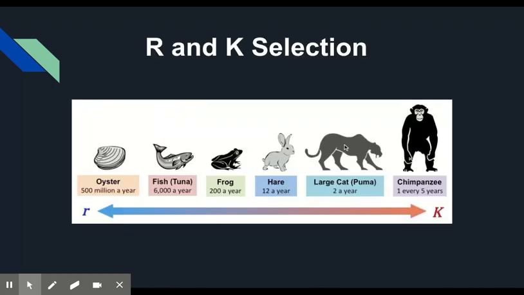So looking at that, we just want to point out that this is a spectrum for these strategists. So not every organism is going to fit perfectly in one or the other. For example, if you have a rabbit, they may have 12 offspring a year, and they may invest a medium amount of time, maybe like 6 months, but then after that, they're on their own. Versus an oyster who's going to lay over 500 million.